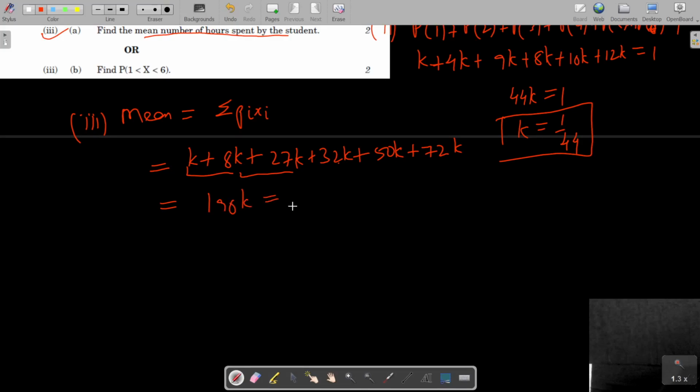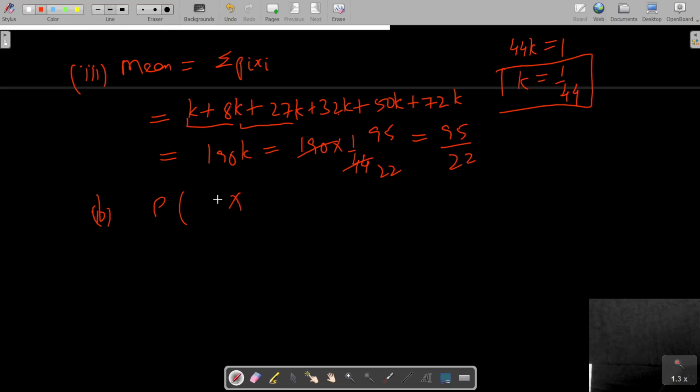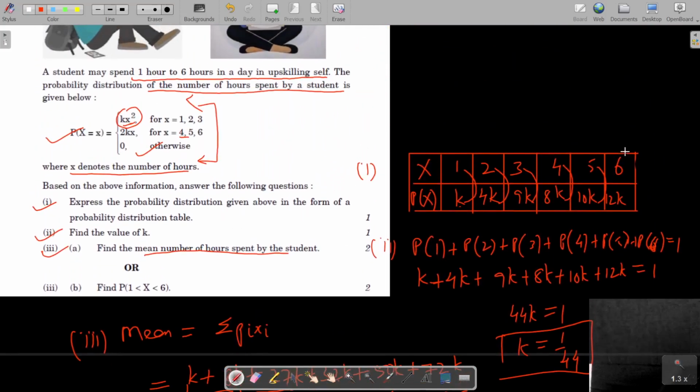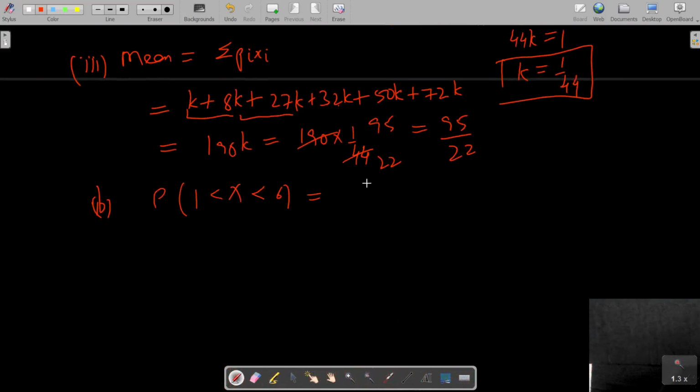So this is 190k, and we have the value of k, which is 1 by 44, and this gives us 95 by 22 as the mean. Now for the same question, part B, we have to find the probability when the random variable is greater than 1 but less than 6. So that means we should not take the random variable when it's 1 and when it's 6.